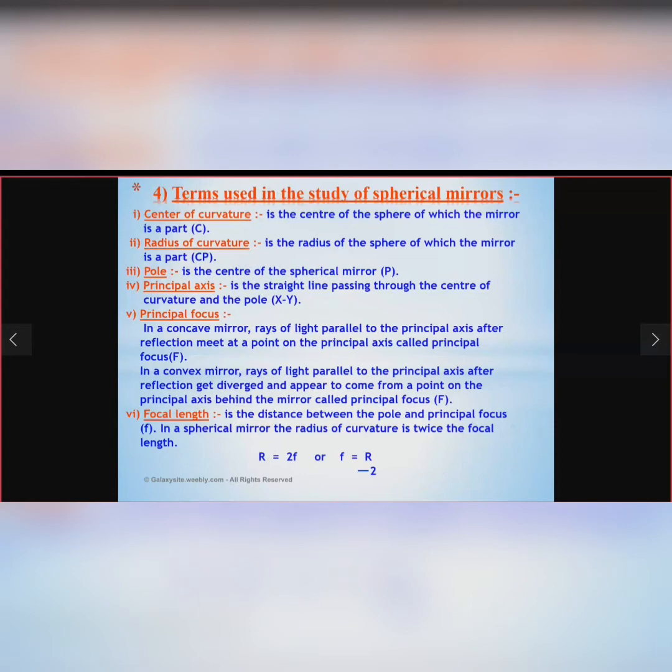So I already told you that if this is my spherical mirror, or this is my spherical mirror, they can be considered as if they were part of a huge sphere, fine, or they were part of a sphere, need not be huge. So both the mirrors, they were part of a sphere. So the center of the sphere of which these mirrors were a part, what do we call that center?